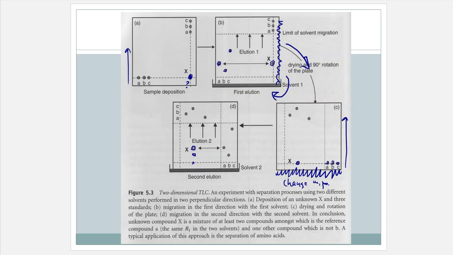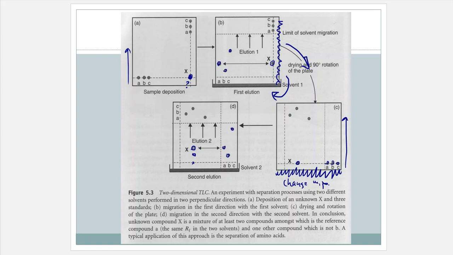Notice A, B, and C. So the A matches up again quite well. Here is B, and there is C. So that second elution and that second solvent has let us know absolutely this is A. This is A. It matched it in the first round and it matched it in the second round.